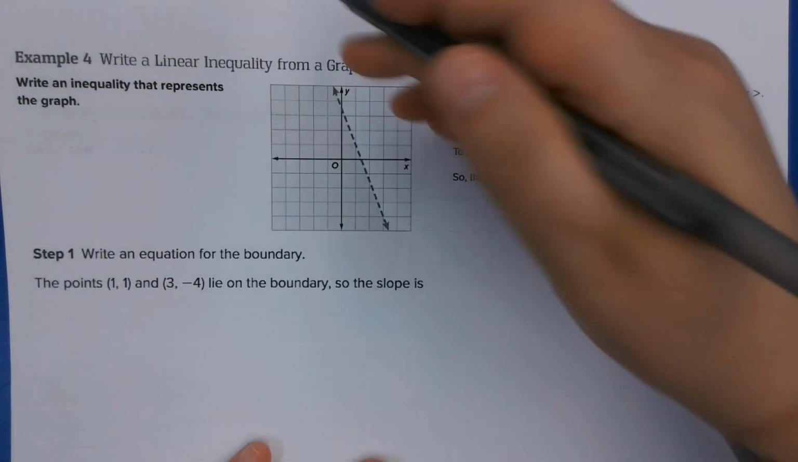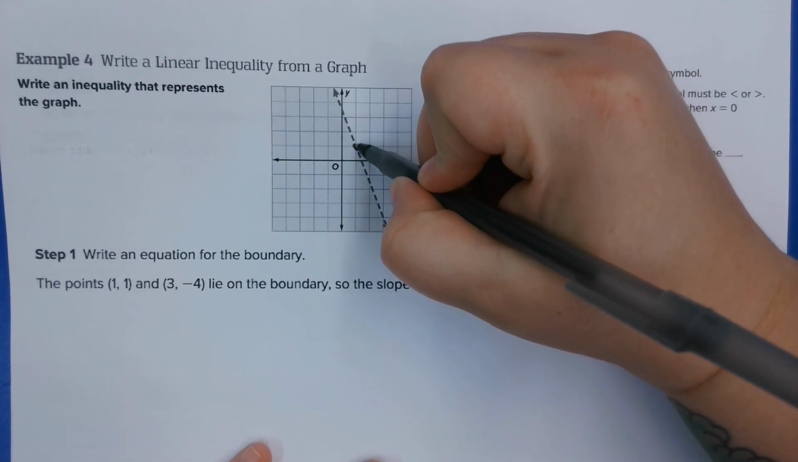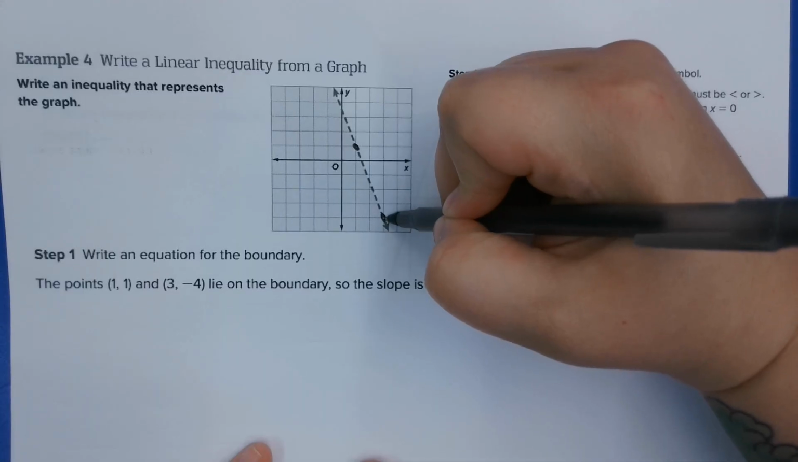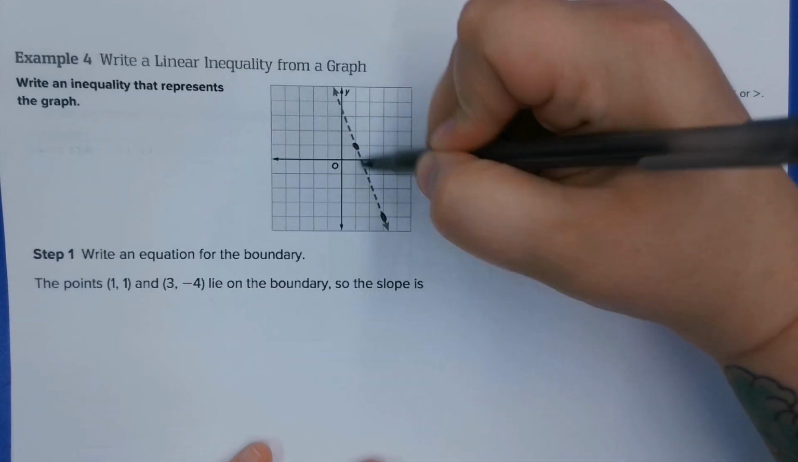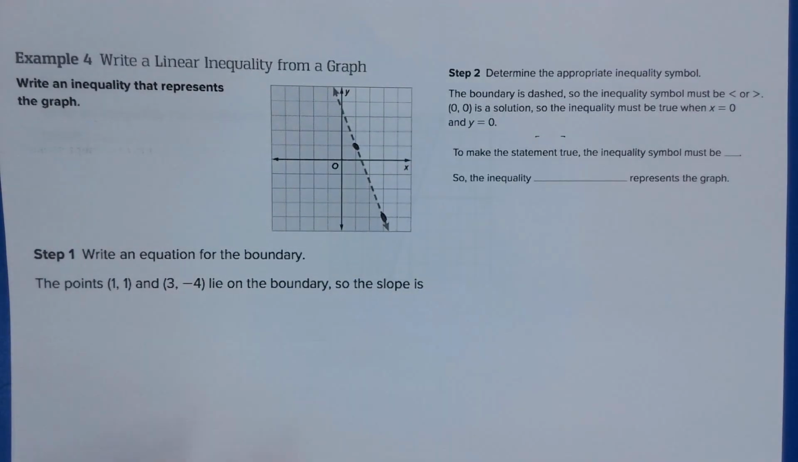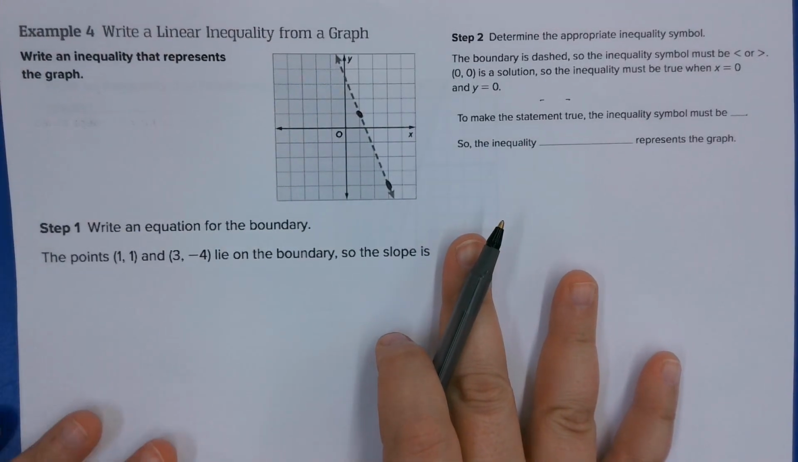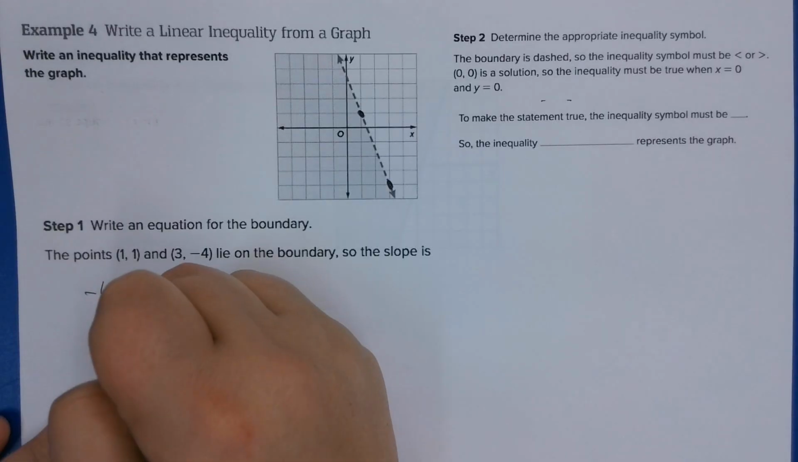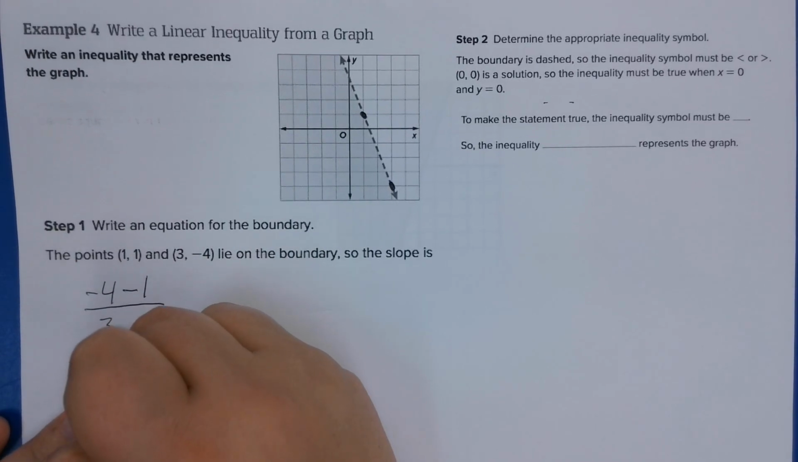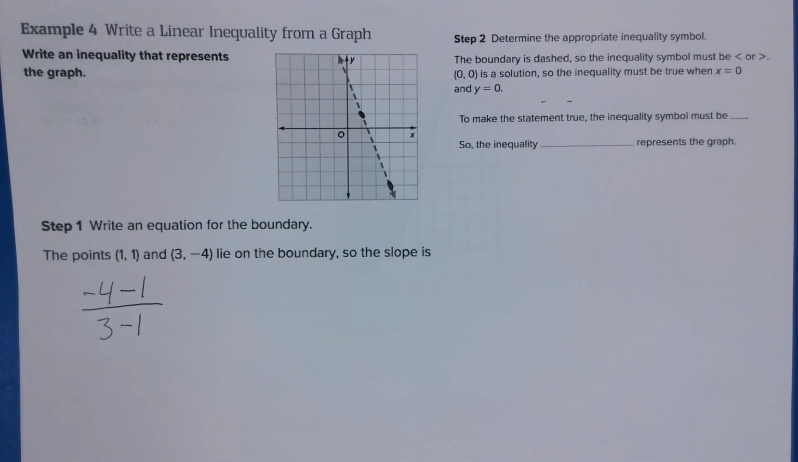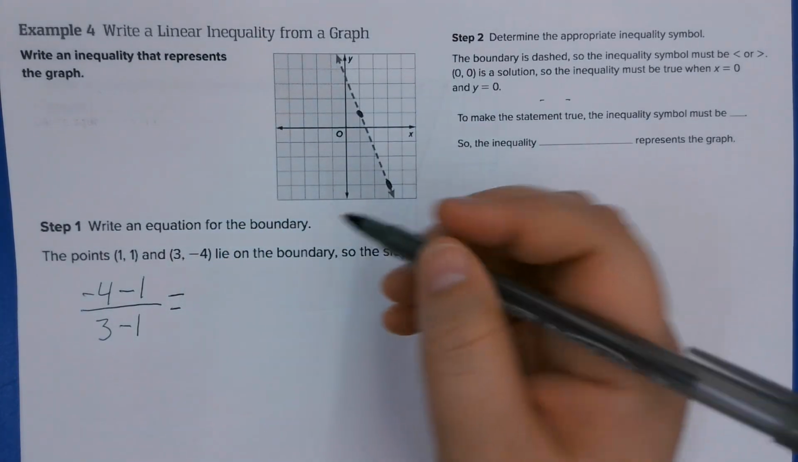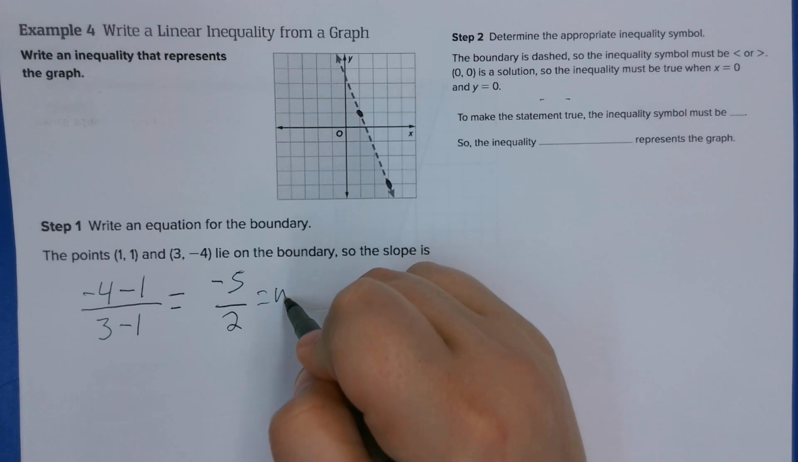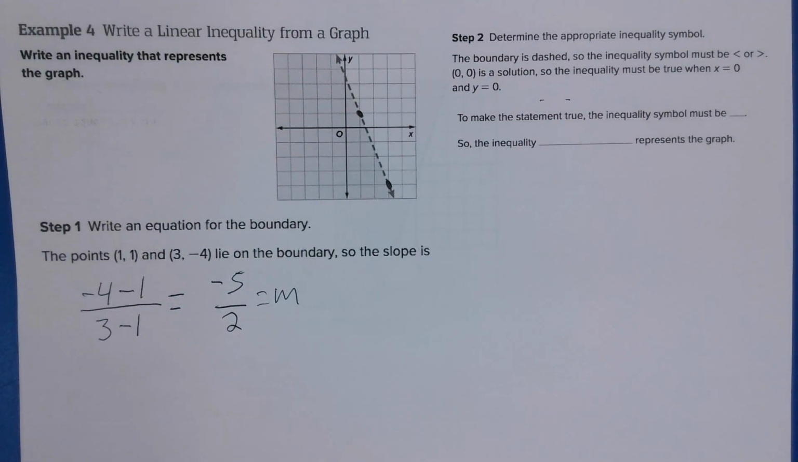I can look and see that I have a point right here, 1, 1. I also have a point right here, 3, negative 4. Those points fall on my line. I can use those points to create an equation. I'm going to do that by first finding the slope. So I'm going to go negative 4 minus 1 over 3 minus 1. When I do that math, I'm going to get negative 5 over 2. Here is my slope. That is my m.